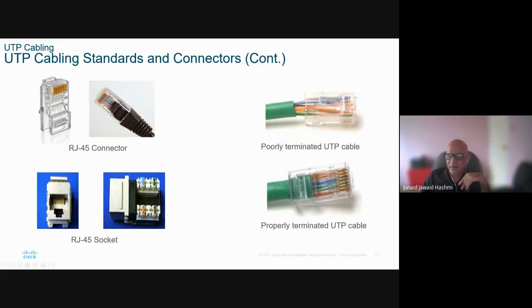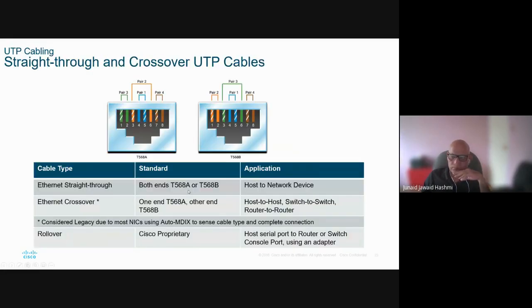RJ45, this one is poorly terminated, this one is perfect. So when you make the cable, I want to see the end look like this, not like this. Now remember straight-through and crossover UTP cables. Anybody remember the difference between straight-through and crossover?